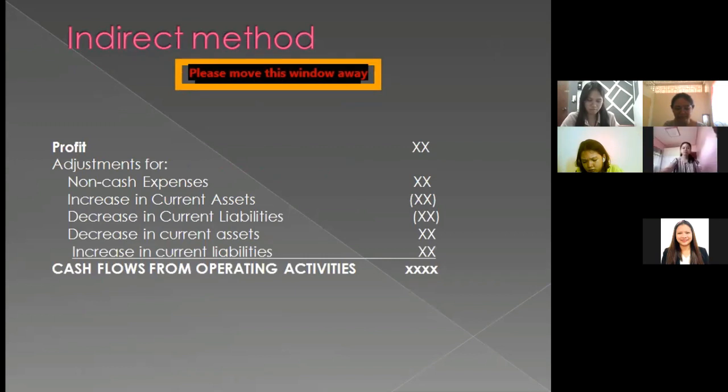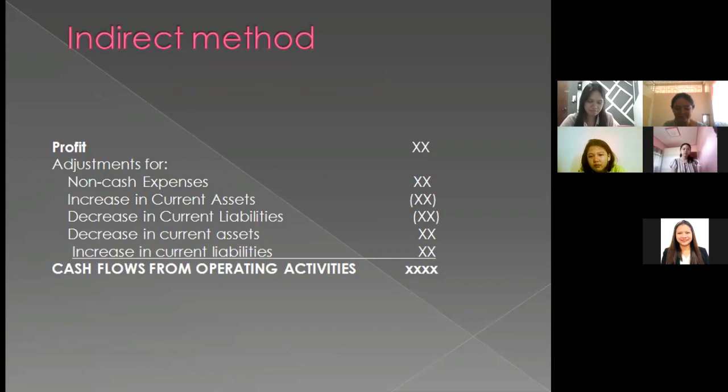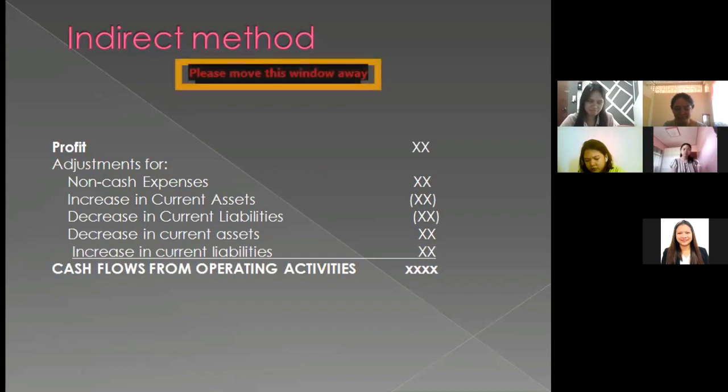By adjusting profit for income and expenses items not resulting from cash transactions. The adjustment begins with profit followed by the additional expenses and charges. Example, the depreciation expense that did not entail cash payments.